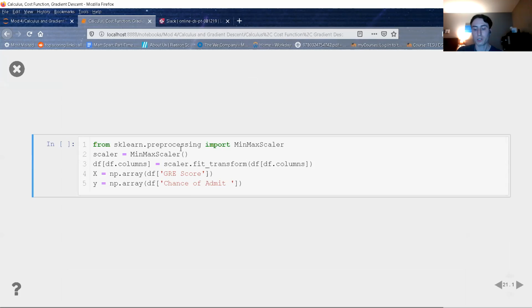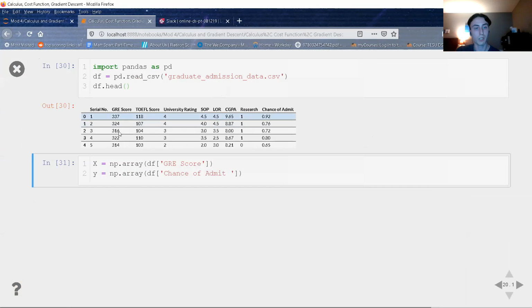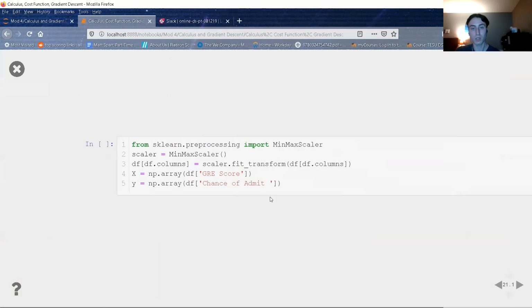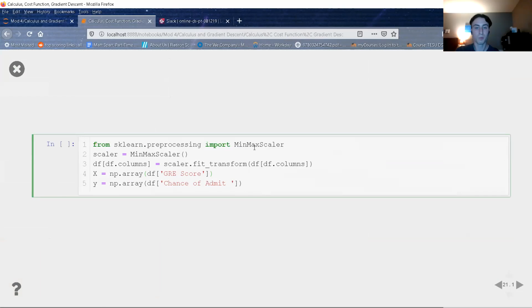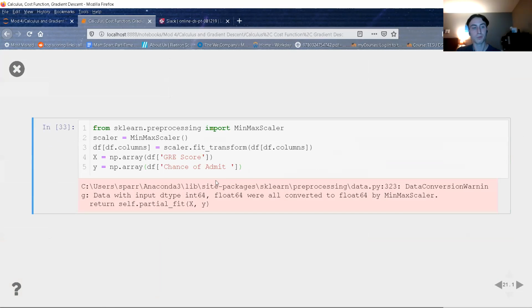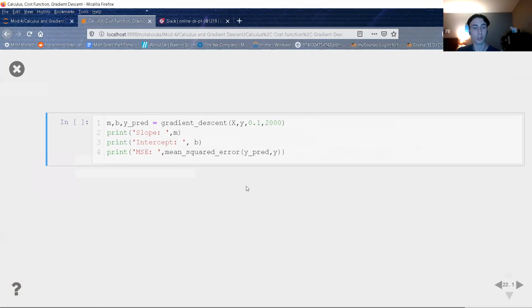In this case, if we go back up to the data frame here, you can see our GRE score is in the 300 range. The chance of admission is less than 1, it's a percentage. So they're in entirely different scales. The first thing we can do is min-max scale them. This imports the min-max scaler from sklearn. It fits it to the whole data set, so it's all scaled for us if we want to work with the other columns in a little bit. Then I just recreate the x and the y. So now everything should be on the same scale between 0 and 1.